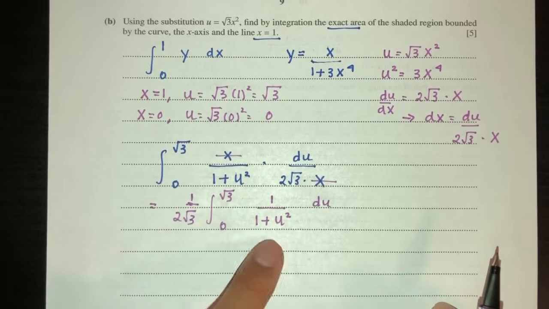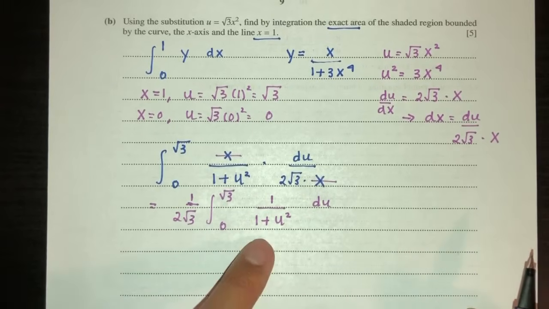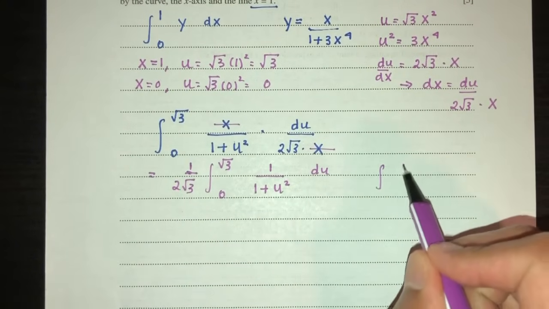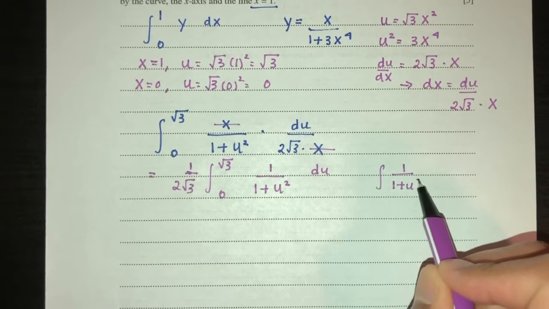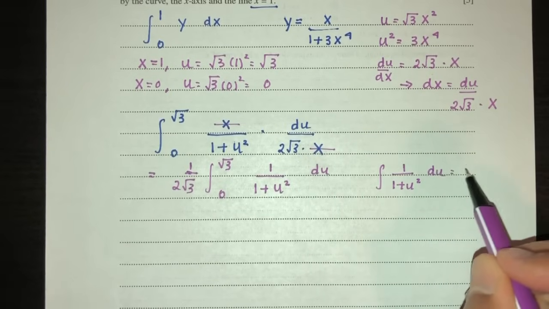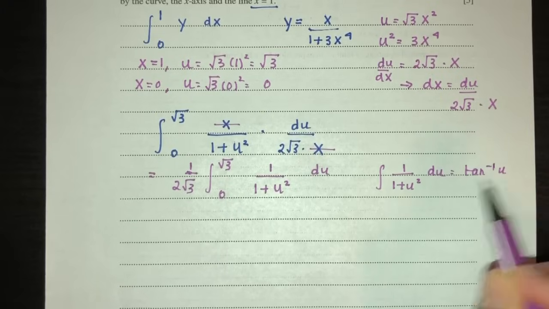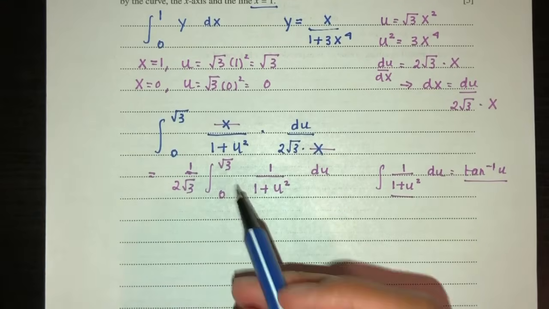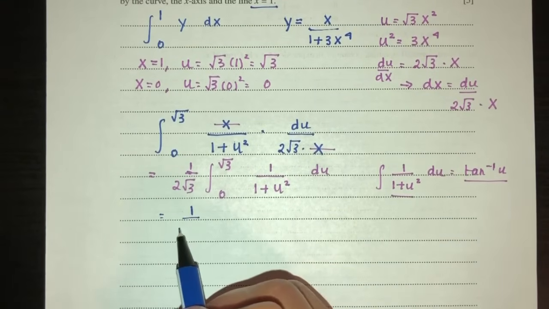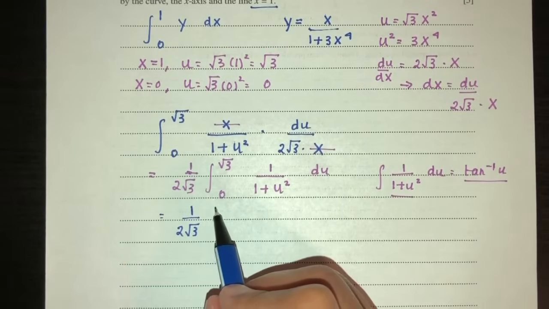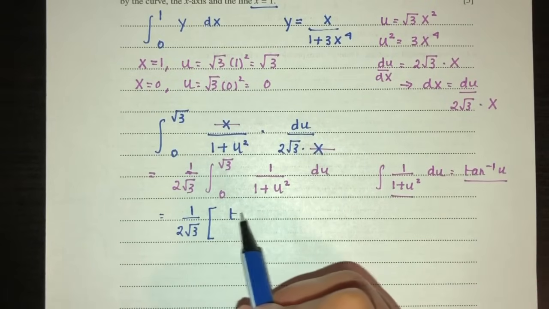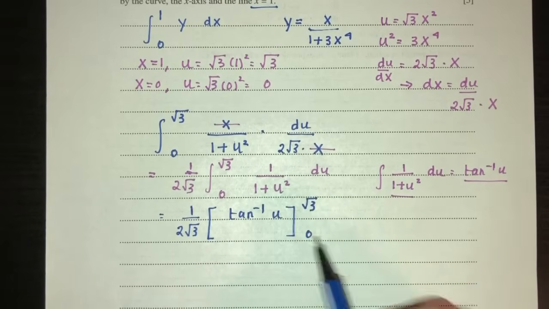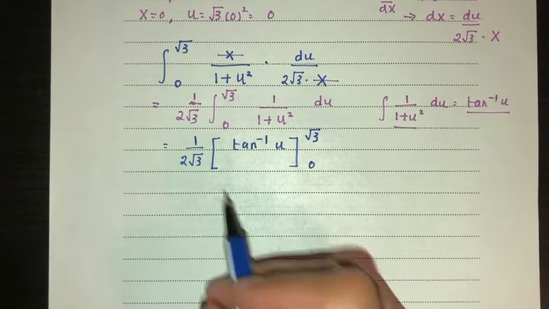You can just take it outside, so this, that will be du. Now if you observe this, in your formula sheet they will provide you with the answer already. So integration of 1 over 1 plus u squared du is equal to tan inverse of u. This will be given to you in your formula sheet. Okay, so let's just replace. You will have 1 over 2 root 3 limits of tan inverse of u between root 3 and 0. So let's replace and find the values.